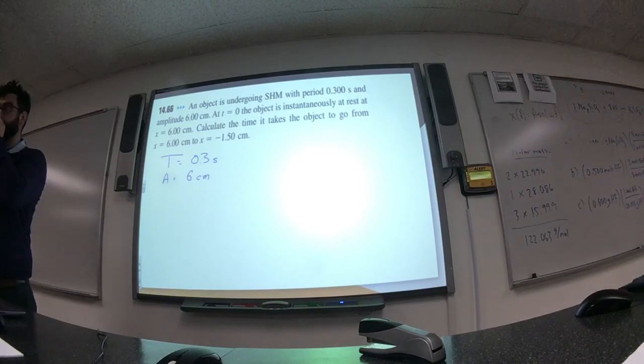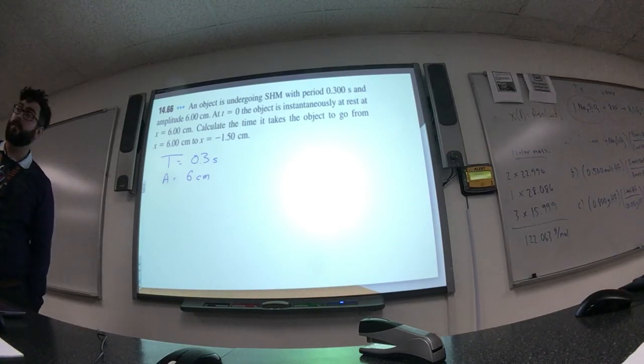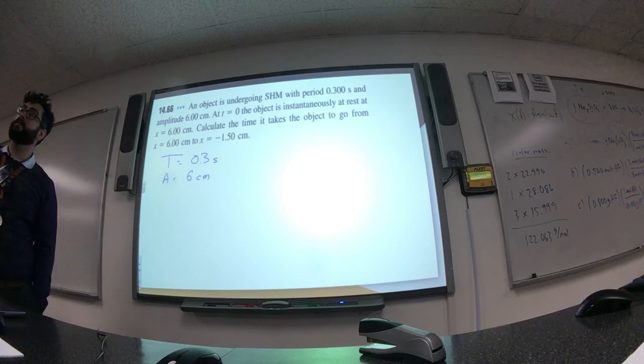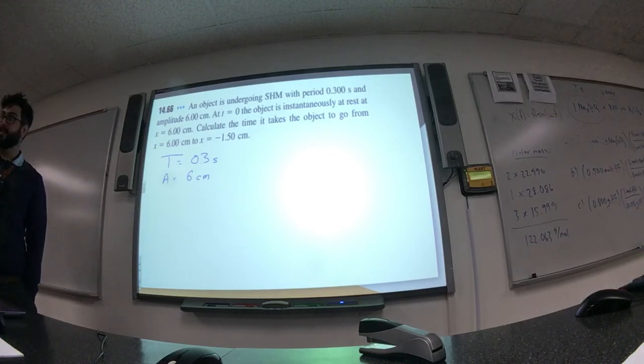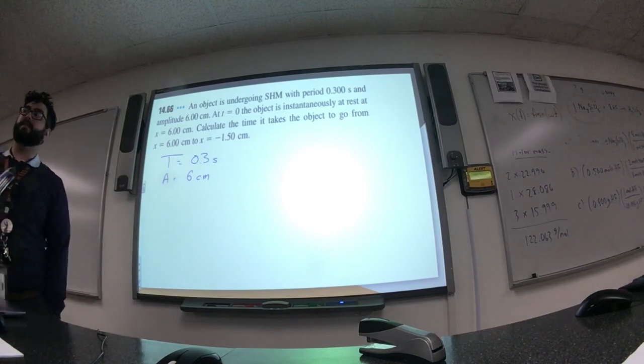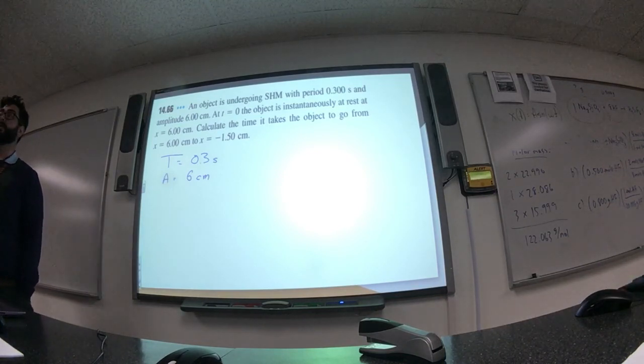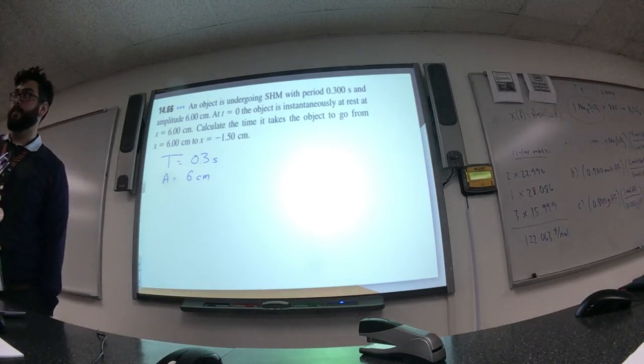Where I got that from is, look, it says instantaneously at rest at x equals 6. So what does that tell me? At rest, instantaneously. If it's instantaneously at rest, that means its velocity at that point is 0. If the velocity is 0 at that point, it's not an equilibrium. The velocity is maximum at equilibrium.